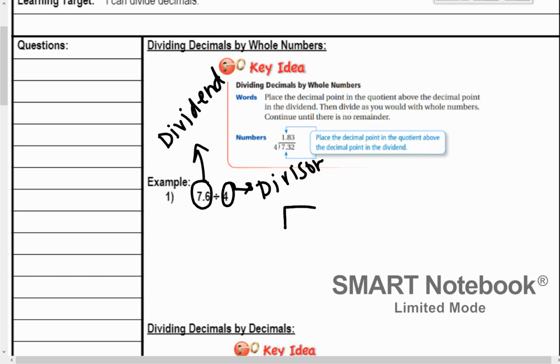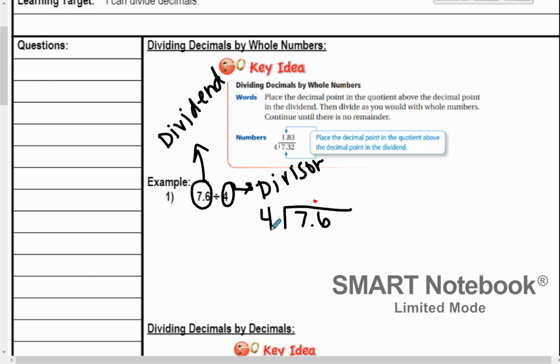Okay, when we write a division problem, the dividend goes inside the division sign, and the divisor goes outside. Okay, so this number outside always has to be a whole number. Well, 4 is a whole number, so that's it. When we are dividing a decimal by a whole number, all we do is carry that decimal straight up. Okay, and that's where the decimal is going to be in our answer. Then we just divide like normal. We pretend like we're dividing 76 by 4.